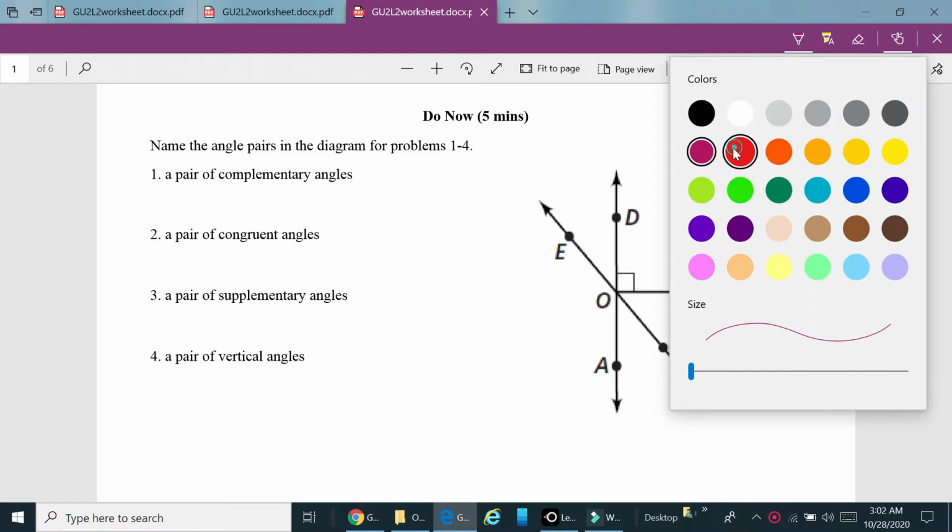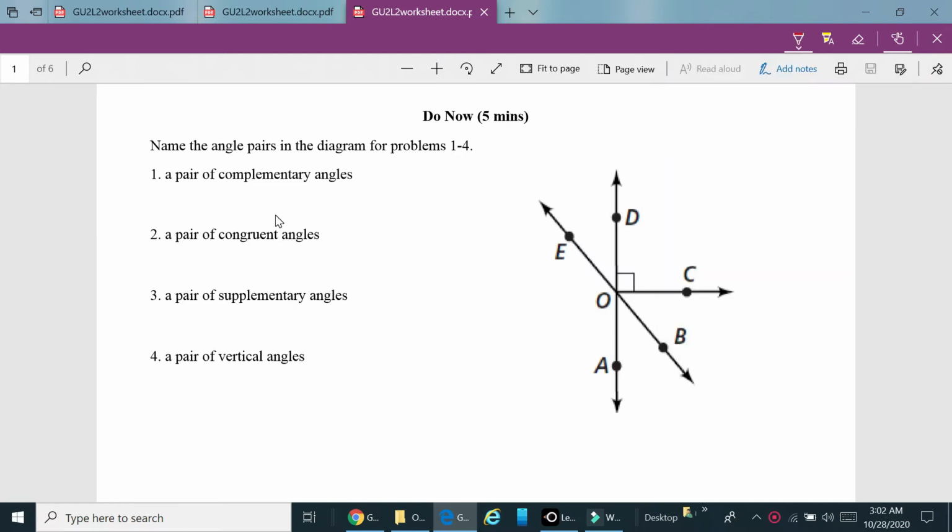Okay. All right, so let's look at number one, a pair of complementary angles. Now, remember what complementary means. There are two angles that equal 90 degrees. So if you notice, a lot of people pick DOC or COD. That's the same thing. But that's 90 degrees. That is true. It's not two angles. But if you look at the other side where COA is, that's a 90-degree angle right there.